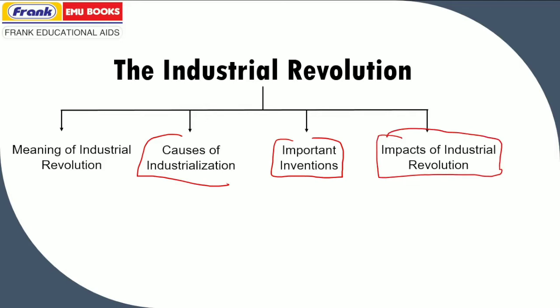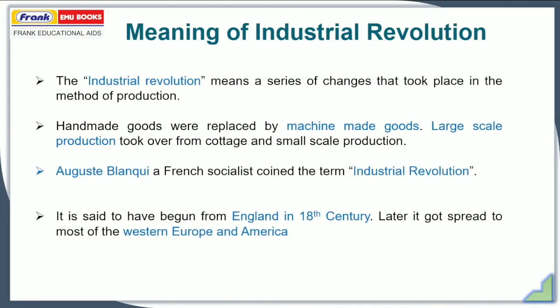So now, getting started with the meaning of industrial revolution. Industrial revolution means a series of changes, not just one invention, not just one change, but a series of changes that took place in the method of production. After the industrial revolution, handmade goods were replaced by machine-made goods, and large-scale production took over from cottage and small-scale production. It means that now the textiles were being produced in factories instead of in the household.